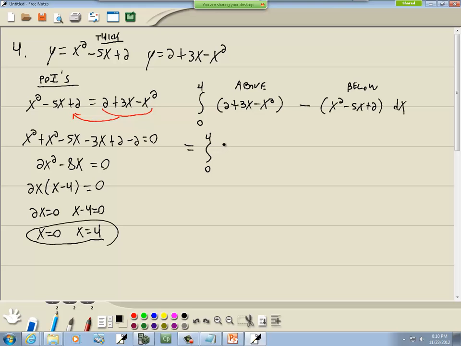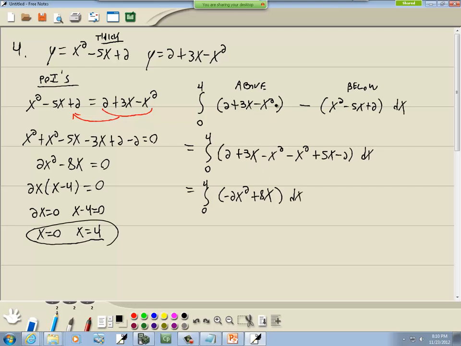So I got, let's see, 2 plus 3x minus x squared. Remember, a negative out in front of your parentheses flips the sign of everything, so that becomes a negative x squared plus 5x minus 2 dx. Well, we got negative x squared, that's negative 2x squared. 3x plus 5x is 8x. 2 minus 2 drops away.